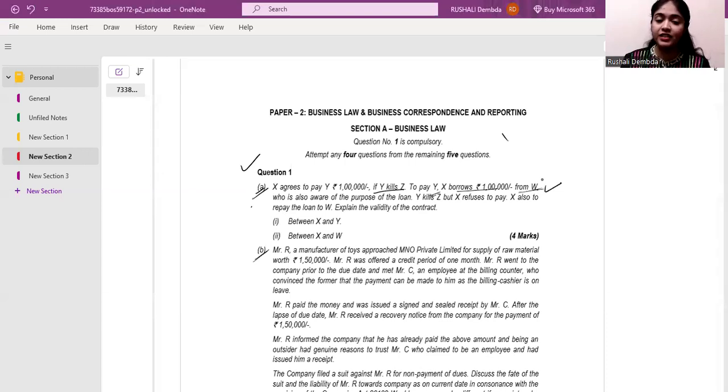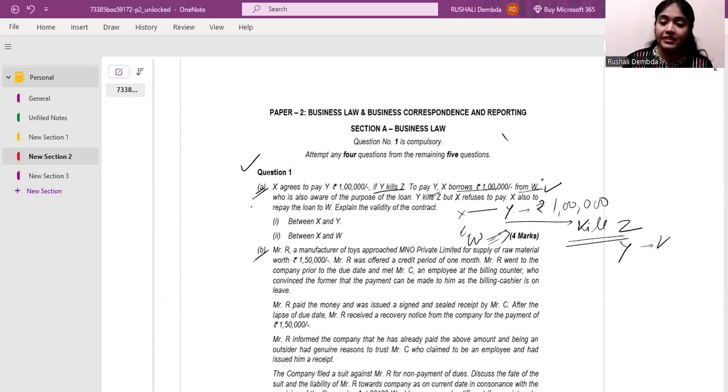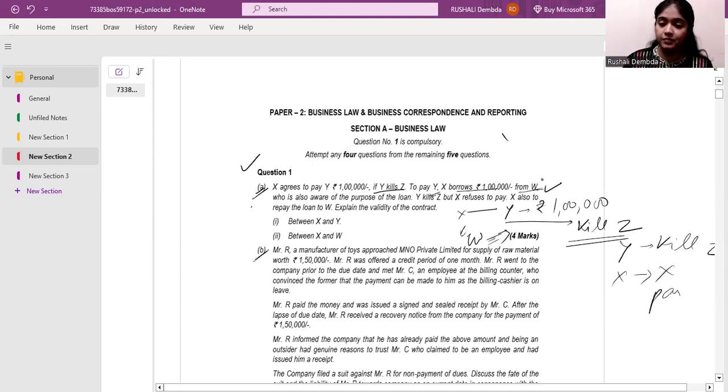Now, this question number 1 is from the Contract Act. They have said X has agreed to pay Y an amount of rupees 1 lakh. To pay him this 1 lakh, X borrows the money from W. What is the contract? Why is he going to pay? To kill Z. W is also aware that this loan has been taken to kill Z. Y kills Z, but X refuses to pay the money.